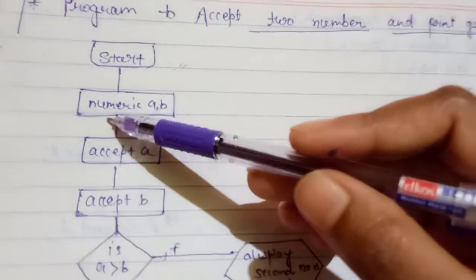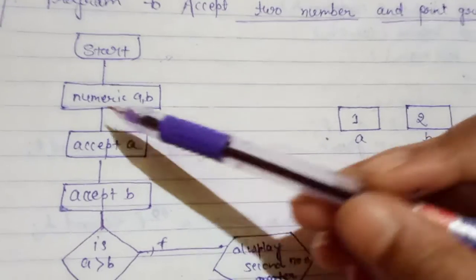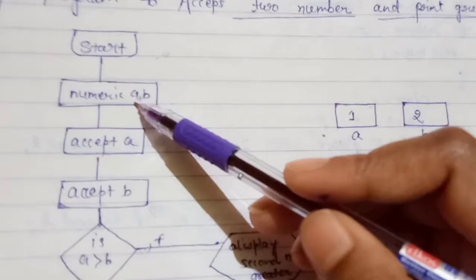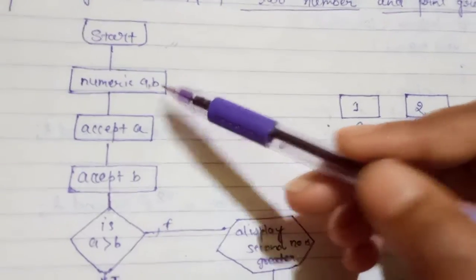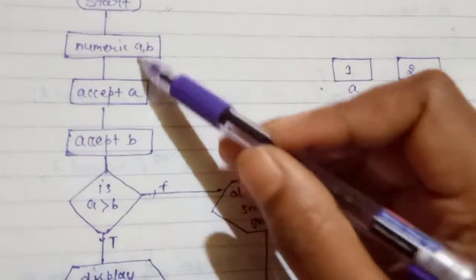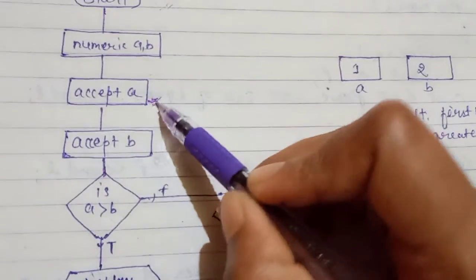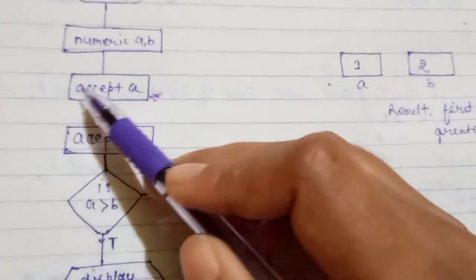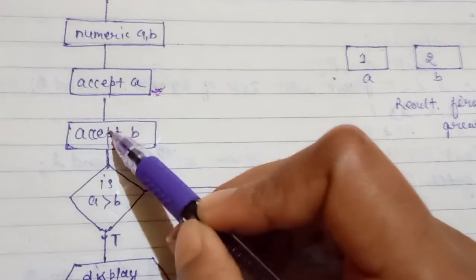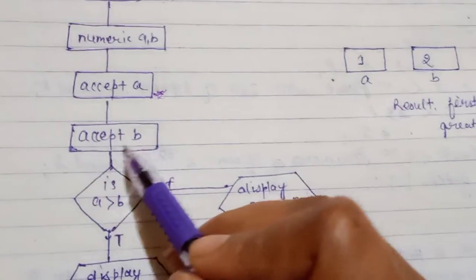The next step will be numeric. I am taking two variables here, a and b, small a and small b. This is also a rectangle, the big rectangle, where I write numeric a comma b. The third step will be accept a. The process will accept the first variable, so we write accept a in a rectangle. After it accepts a, it will accept b, the other one, also in a rectangular box.